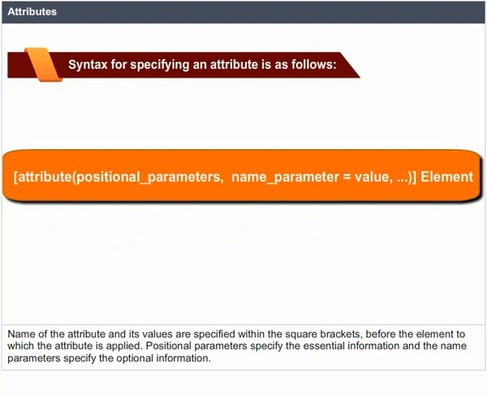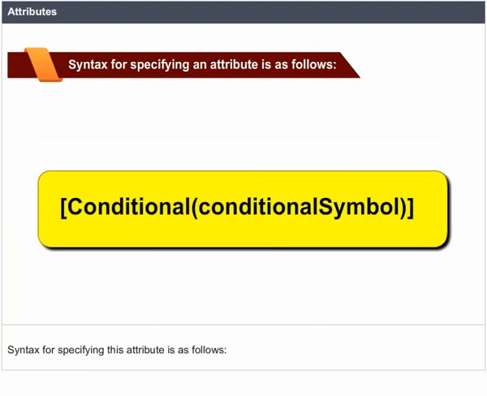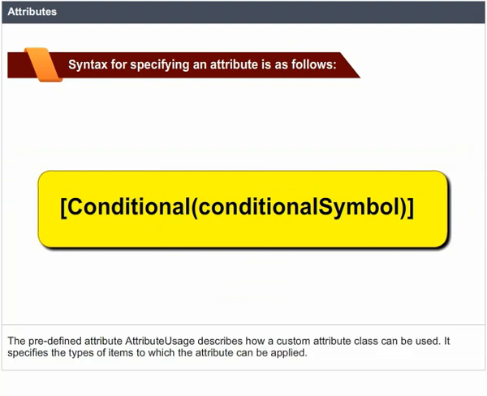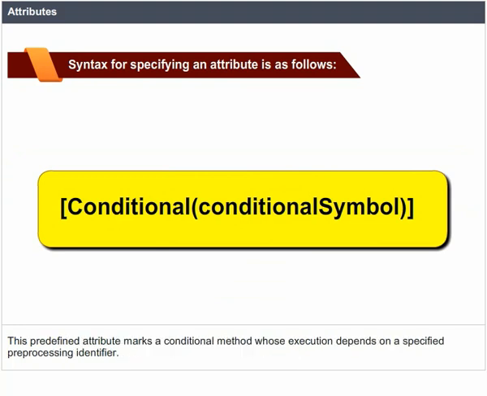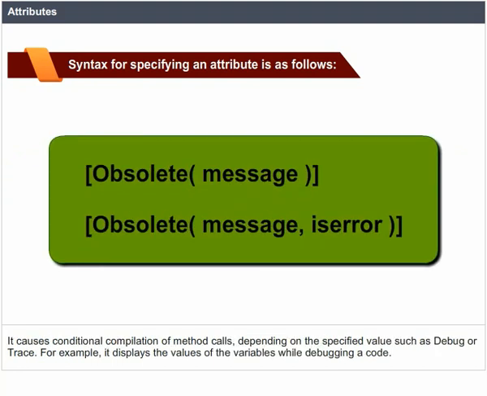The predefined attribute AttributeUsage describes how a custom attribute class can be used. It specifies the type of items to which the attribute can be applied. The Conditional predefined attribute marks a conditional method whose execution depends on a specified preprocessing identifier. It causes conditional compilation of method calls depending on the specified values such as Debug or Trace. For example, it displays the values of the variables while debugging code. The syntax for specifying this attribute is as follows.